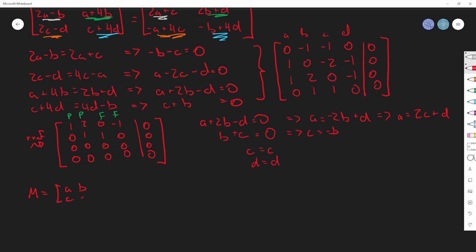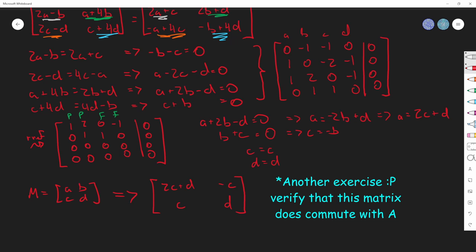A, B, C, D. And this is equal to, we're going to substitute our a and b. Since c and d are any variables, or basically free variables, a would be 2c plus d, and then c is c, and then we have negative c, and then we have d. And so now we have our matrix that commutes with A. So that means if we were to multiply this by A, so MA, we should be able to get the same result as A times M.